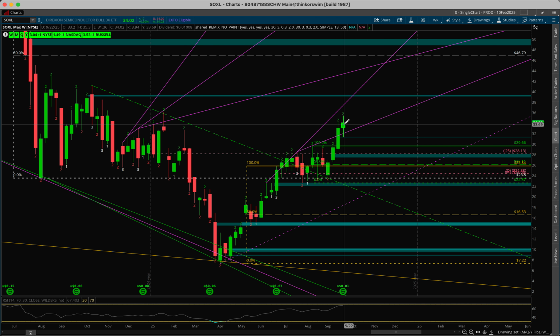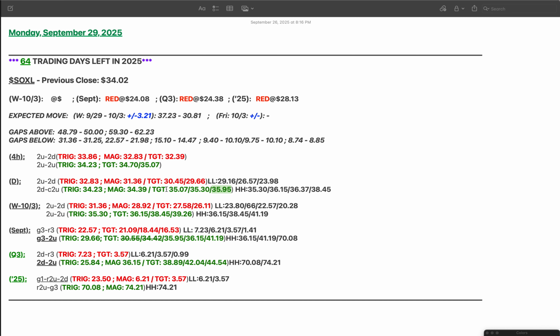If it goes to the upside, we've got a 2 up, 2 up triggering at 35.30, which is the high of this week, and we've got our target of 36.15, which is that higher high on the week perspective, and then 38.45. So we go back to the notes, and we can see for the week at 10.3, if we get the 2 up, 2 down, that triggers at 31.36. The magnitude is 28.92. The target is 27.58, and then extended target of 26.11.